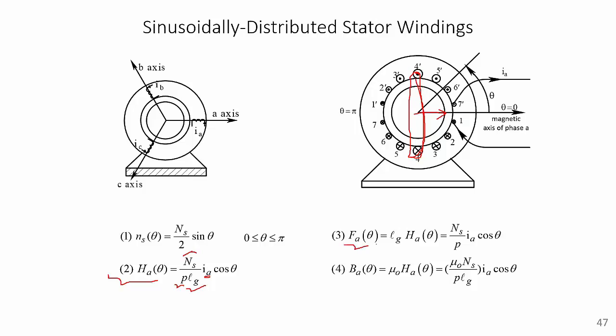Equation 3 represents the MMF in the air gap due to the flux induced by the current passing through the stator A phase winding. And the final equation is the magnetic flux density in the air gap due to the flux established by the current in the A phase winding. And when the air gap does not consist of any other material, as would be the case in most motors, the magnetic flux density is equal to the permeability of free space times the magnetic flux.